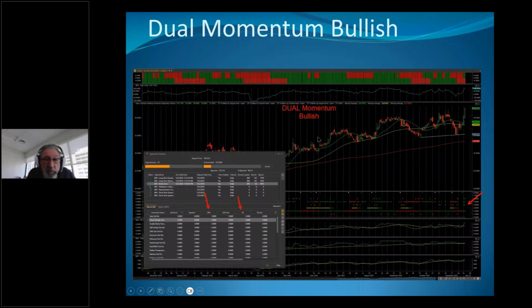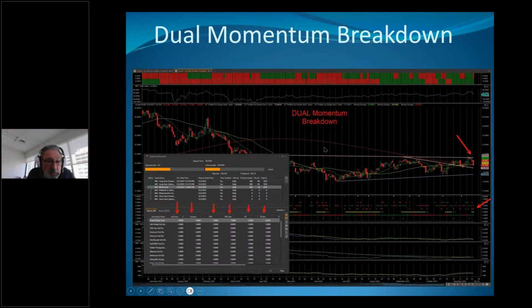So this was the dual momentum bullish. The dual momentum bearish was great because, well, this market's rolling over. This stock here had all kinds of things. There's your pullback in an uptrend. The daily's gone to a downtrend. The weekly is still green. High-low jump is neutral. It's -3.